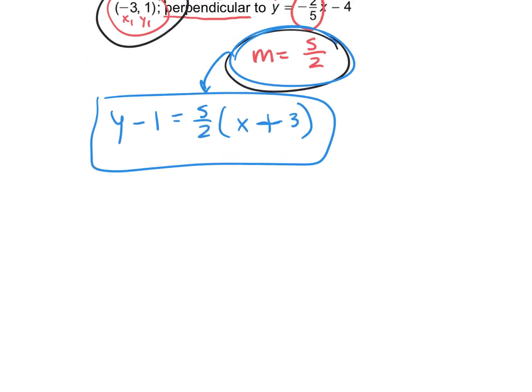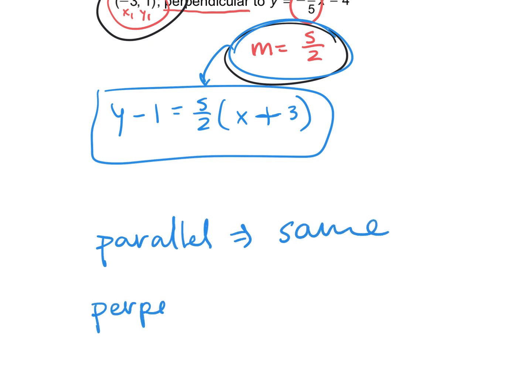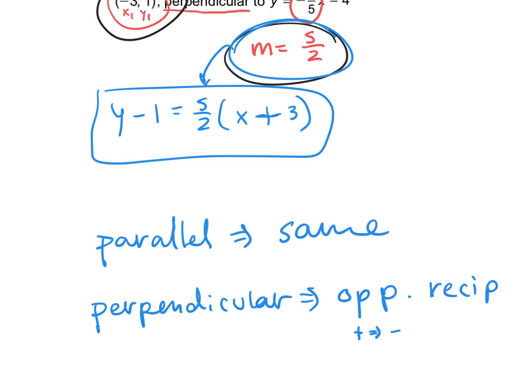So x plus 3. And that's our equation in point slope form. So just a reminder, when two lines are parallel, our slopes are going to be the same. When your lines are perpendicular, your slopes are going to be opposite reciprocals, which means that you change the sign, so positive becomes negative, negative becomes positive, and you flip the fraction.